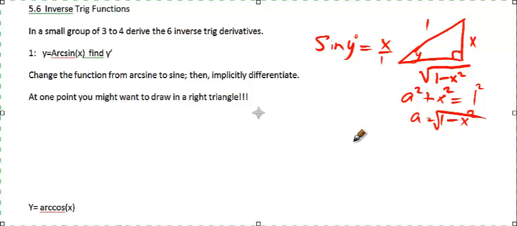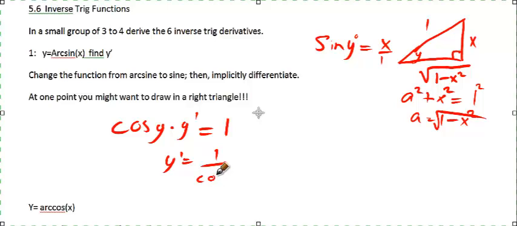Okay. So the idea now is we've got our picture, and we're going to implicitly differentiate as well. So from here, let's start taking the derivative of both sides. So we have cosine of y times y prime, the derivative of the inside, chain rule, equals, well, just 1. Okay, so y prime is going to be equal to 1 over the cosine of y.